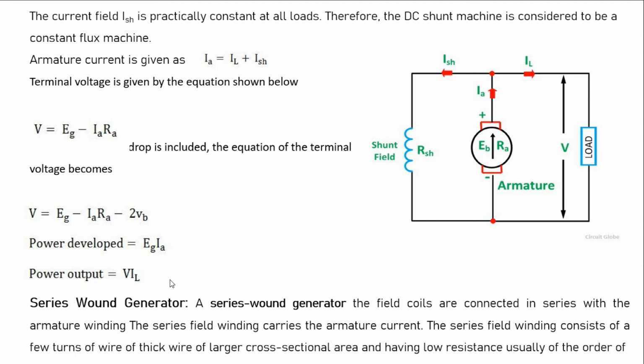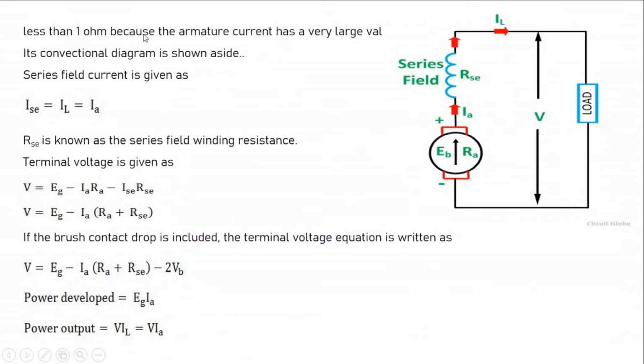Series wound generator. In a series wound generator, the field coils are connected in series with the armature winding. The series field winding carries the armature current. The series field winding consists of a few turns of thick wire of larger cross-sectional area, having low resistance, usually in the order of less than 1 ohm.